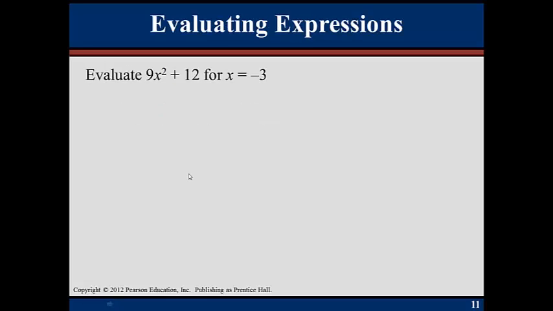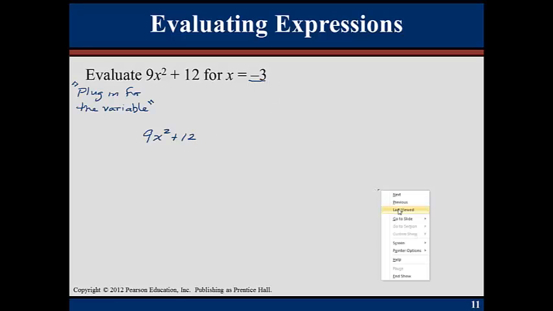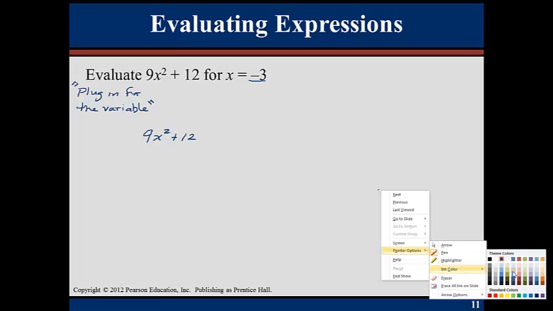Alright, so now let's move on to our next objective, and that's evaluating expressions. Remember, when it says evaluate, the only thing you need to do is plug in for the variable. So evaluate means plug in for the variable. So it says evaluate 9x squared plus 12 for x equal to negative 3. So everywhere I see an x, I'm going to make it negative 3.